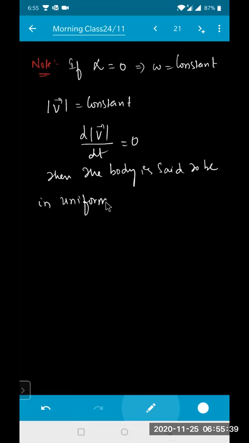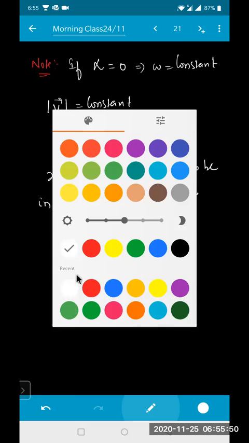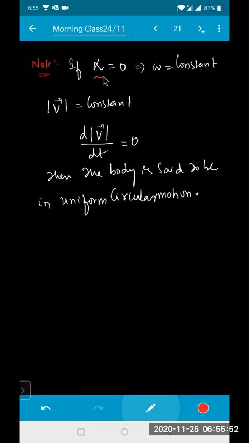And the body is said to be in uniform circular motion. If alpha value is 0, beta, isn't it? If angular acceleration is 0, then omega will become constant. Like in kinematics, if v is equal to constant, then dv by dt is nothing but acceleration, which is 0. Then the body is said to be in uniform circular motion. So when will the body be in uniform circular motion? If alpha is 0, omega is constant.